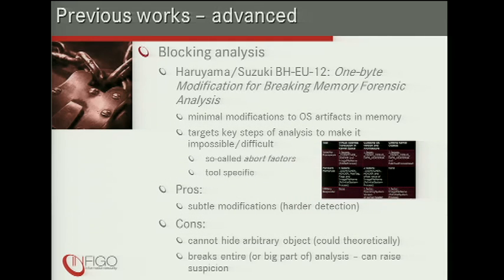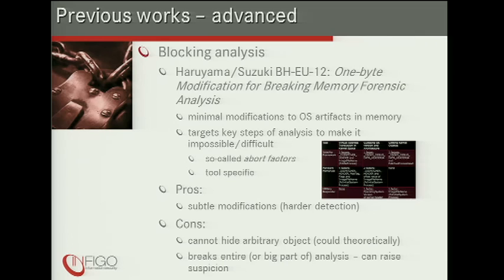A more advanced technique was proposed this year by Haruyama and Suzuki. Their work was called One-byte Modification for Breaking Memory Forensic Analysis. What Haruyama and Suzuki did was conduct research on well-known memory analysis applications, and they figured out that all memory analysis applications perform three key steps. First step is virtual address translation. Second step is OS and architecture detection. And third step is trying to identify some kernel objects, some kernel artifacts.